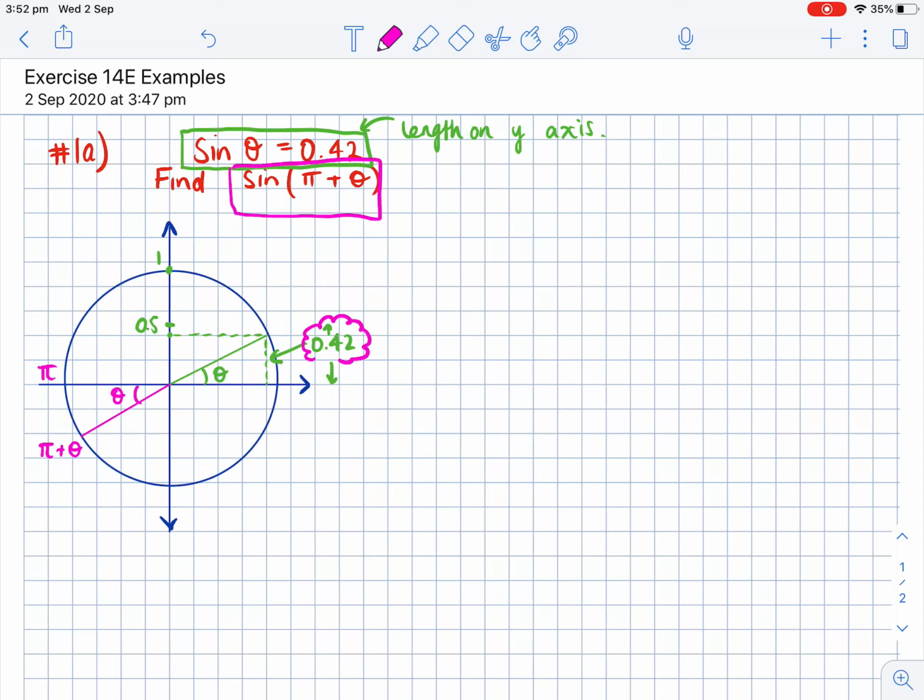Now what can you tell me in relation to this 0.42? Well, if I look at it closely, I can assume that that length, because of symmetry, is going to be the same as that length. The only difference is that I'm now on the negative y-axis. So if I'm on the negative y-axis, the sine value would be negative 0.42. That length has gone down 0.42 instead of up 0.42. So what does that all mean? Well, it means that if sine theta equals 0.42, then sine of pi plus theta will equal negative 0.42.